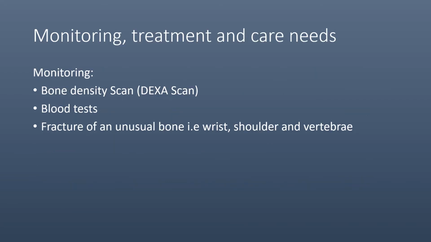So how can it be monitored? The way in which osteoporosis is monitored is through bone density scans, which is a DEXA scan. It's like little x-rays that go through and check the bone density and to see whether it has deteriorated. This is common in people who have had a kidney donation, transplant, sorry.